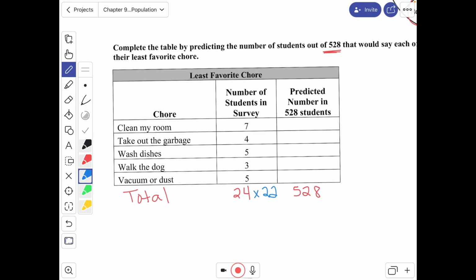So think of these as a very strange fraction. This would be 5 over 24. So if I multiplied 24 times 22 to get the new total, I need to multiply 5 times 22 to get his new number. And so on all the way up. So if you're making a prediction, you're going to need to multiply by something.